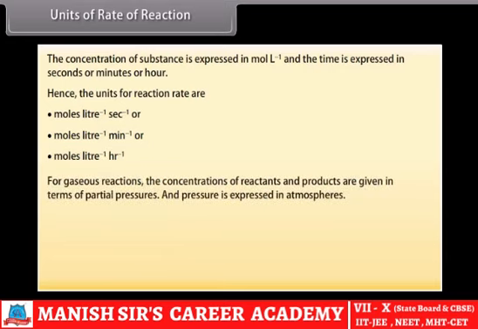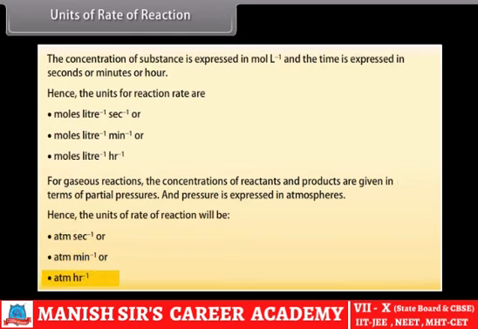For gaseous reactions, the concentrations of reactants and products are given in terms of partial pressures, and pressure is expressed in atmospheres. Hence, the units of rate of reaction will be atmosphere per second, or atmosphere per minute, or atmosphere per hour.